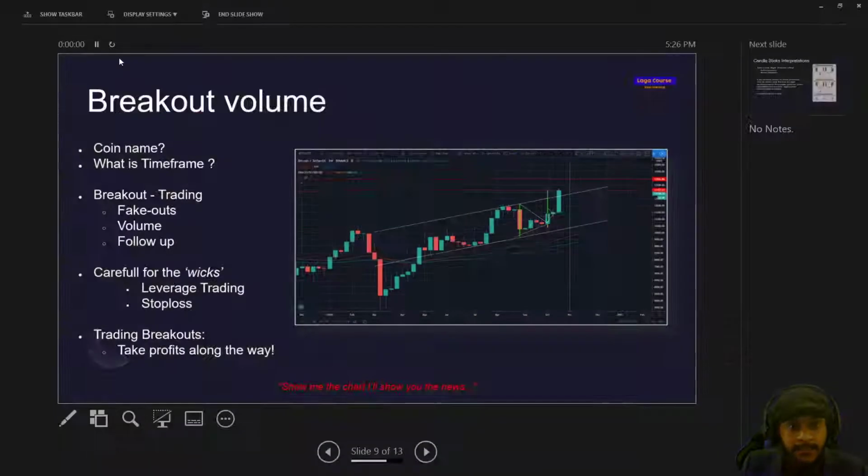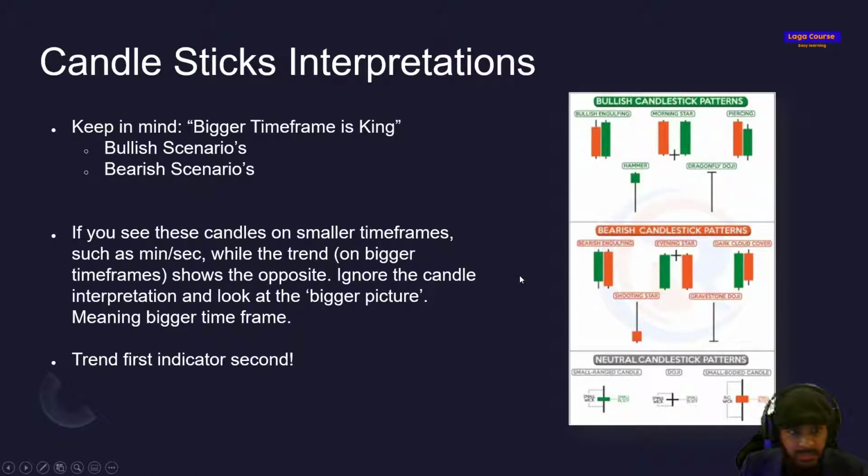All right, my apologies. The candlestick interpretation, we already discussed this.